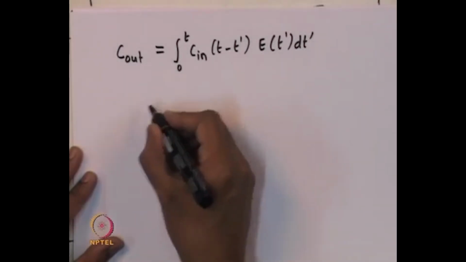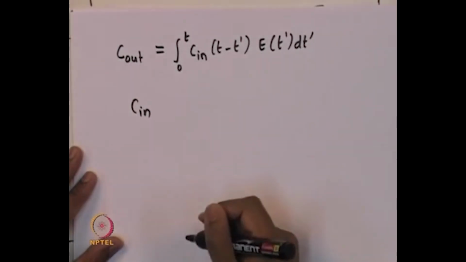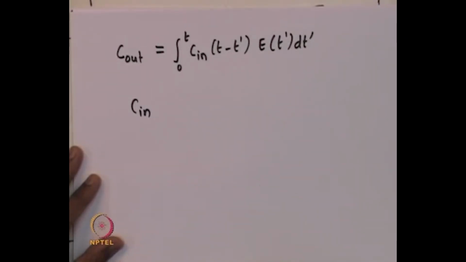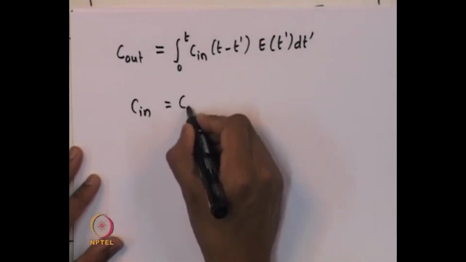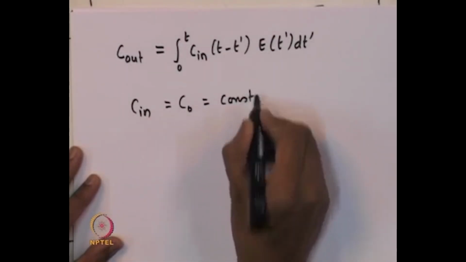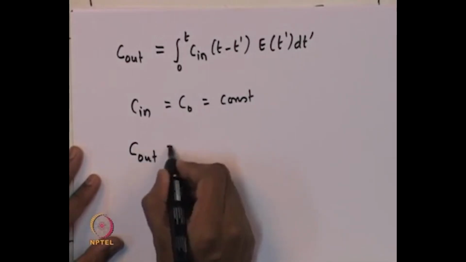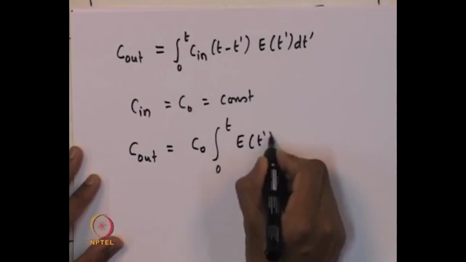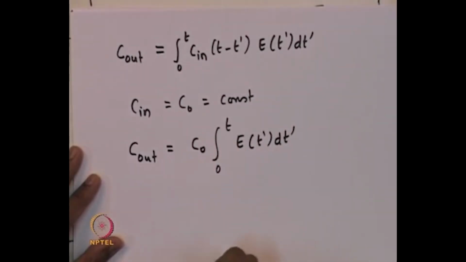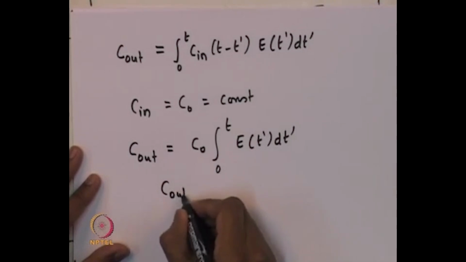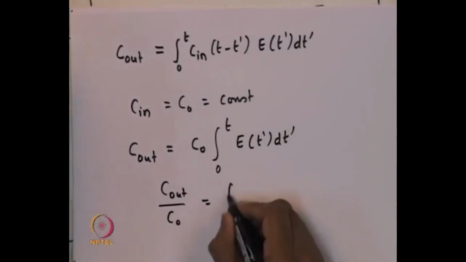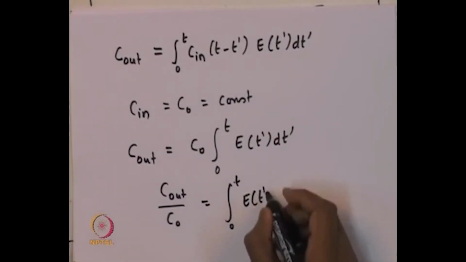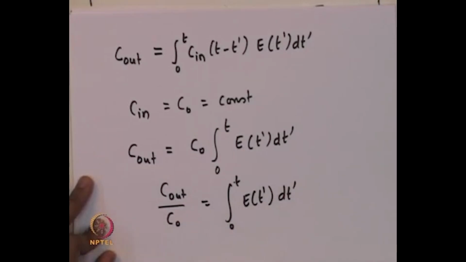So, from here, because it is a step input and the concentration of the tracer in the feed is maintained constant at C naught, this is equal to C naught, a constant. Therefore, C out will be C naught times the integral from 0 to t of E of t prime dt prime, or C out by C naught is equal to the integral from 0 to t of E of t prime dt prime.